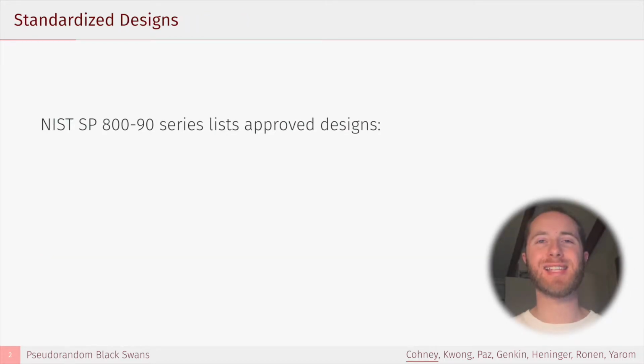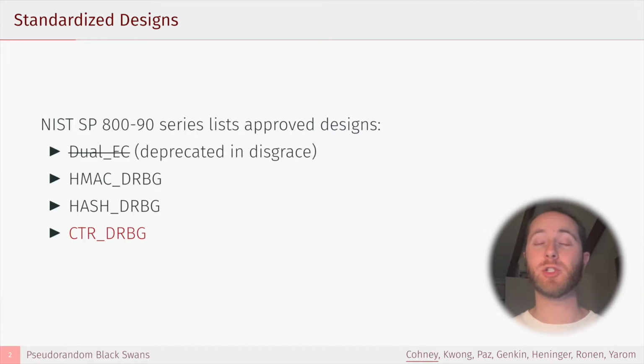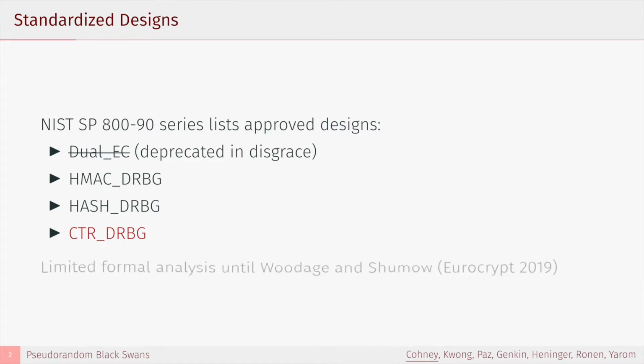Many of these designs are standardized in a set of publications under the SP 800-90 moniker. These publications list designs approved by NIST, the US National Institute of Standards and Technology. Among them are dual EC, which was deprecated following NIST's internal investigation, HMAC-DRBG, hash-DRBG, and the focus of today's talk, counter-DRBG. Up until recently, there was limited formal analysis of these designs, with the concurrent work of Woodage and Shumow presented last year providing some much-needed analysis to fill the gap.